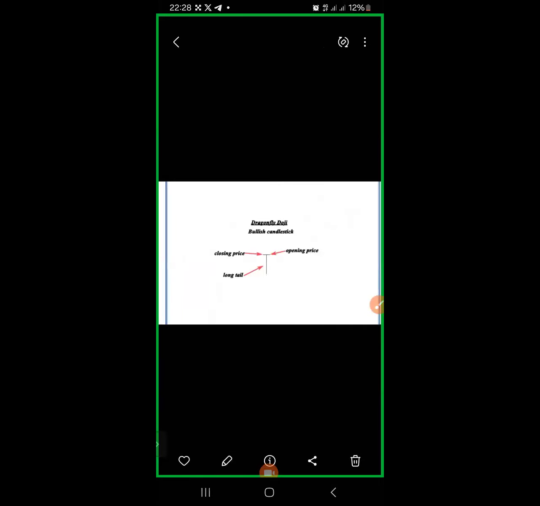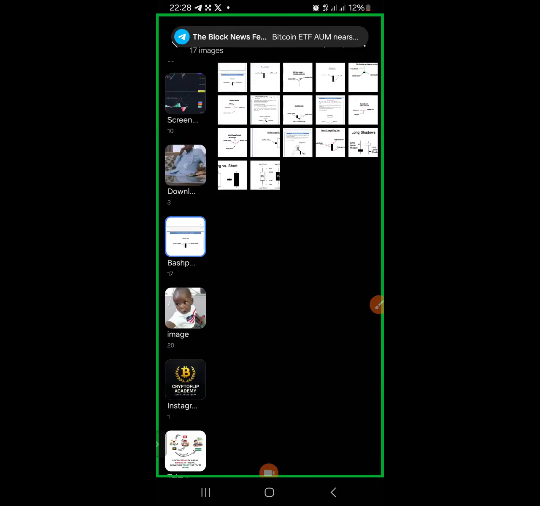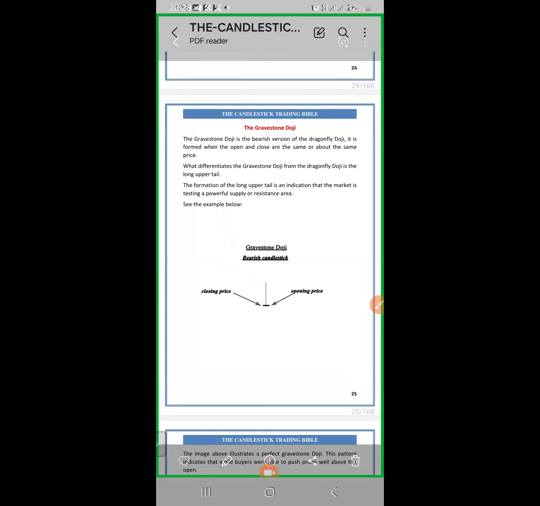So this is the dragonfly doji. The opening price and the closing price are the same. It is a bullish candlestick chart pattern. Then for the gravestone, the opening price and the closing price are always the same for it to be a gravestone doji. When the opening price and the closing price are not the same, then we switch to another candlestick. It is not a gravestone.